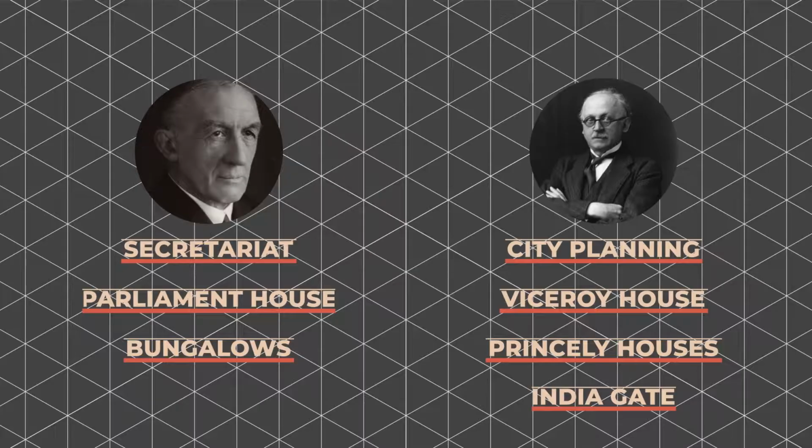As per agreement, Lutyens would design the overall layout of the city, the Viceroy's House, now known as Rashtrapati Bhawan, princely residences, and India Gate, while Baker would take care of the twin Secretariat buildings and the Parliament.